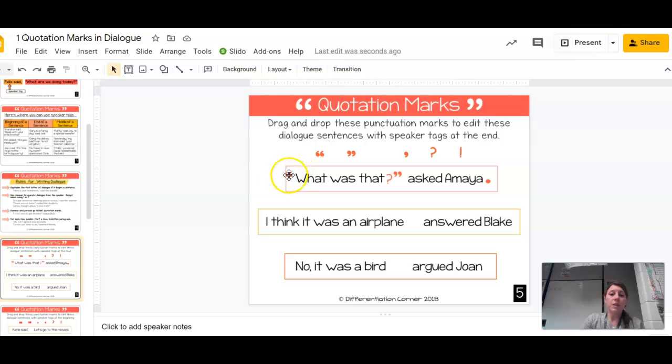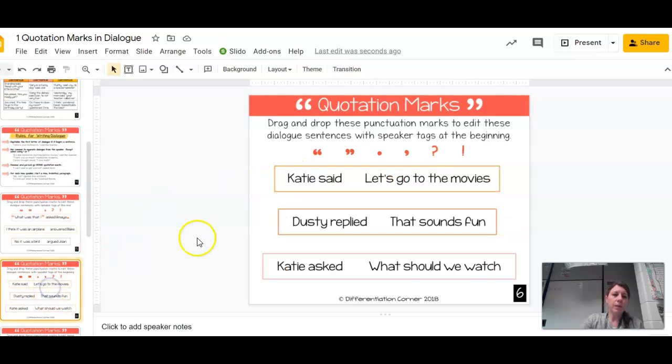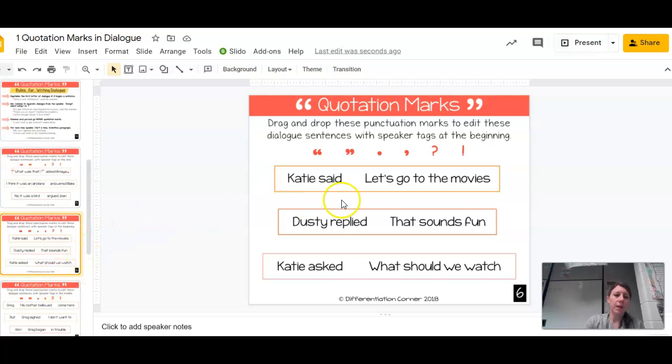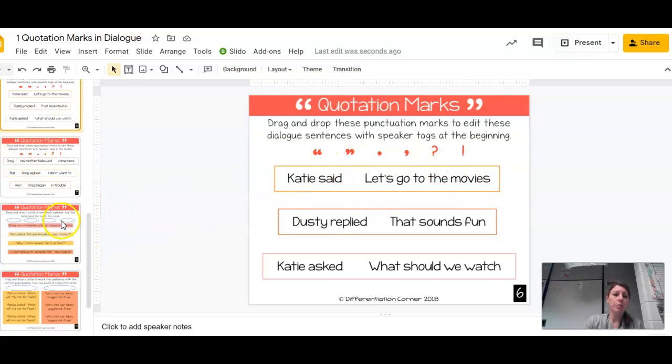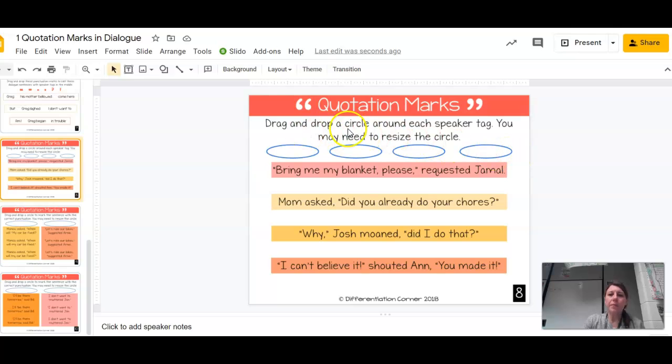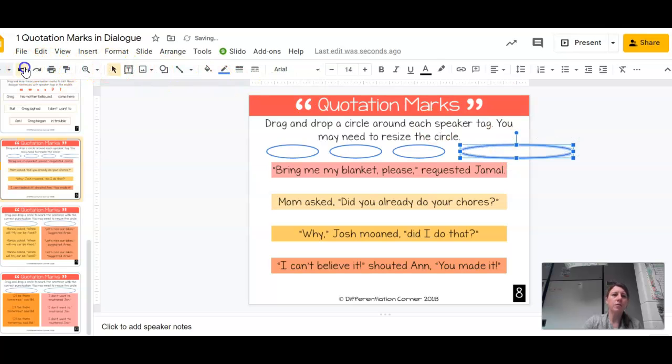You can continue to do these practice problems on your own. Here we have some where the speaker tag is at the beginning of the sentence instead of the end of the sentence. Okay, so I'd like you to do those practice. Another one says to drag and drop a circle around each speaker tag. You may need to resize the circle. So again, you can just do that, dragging by the corners.